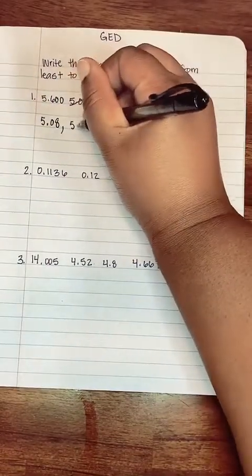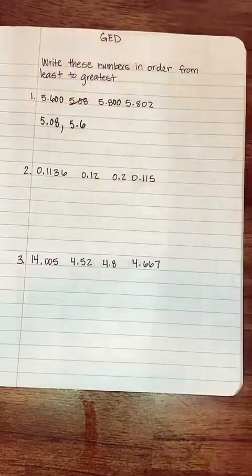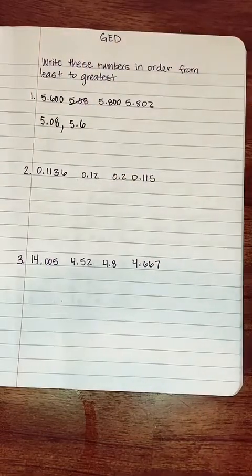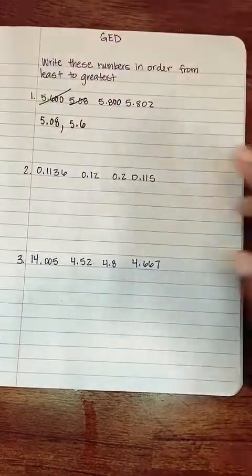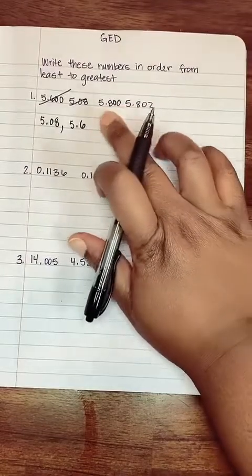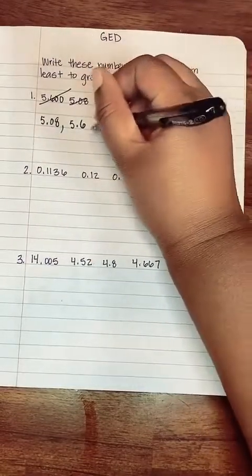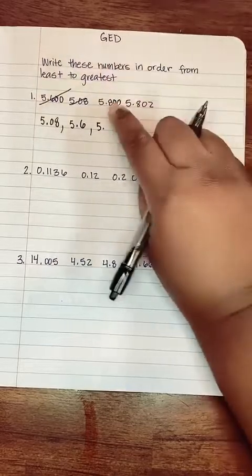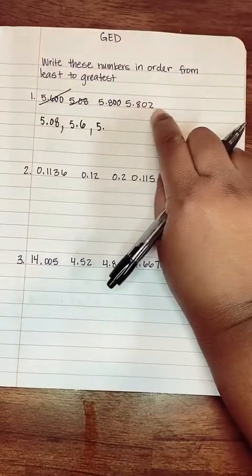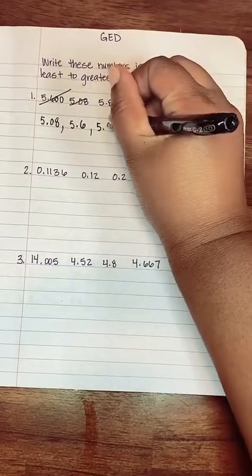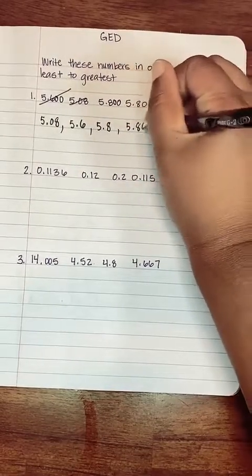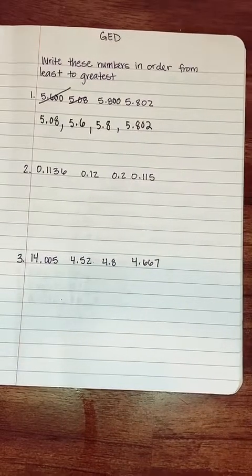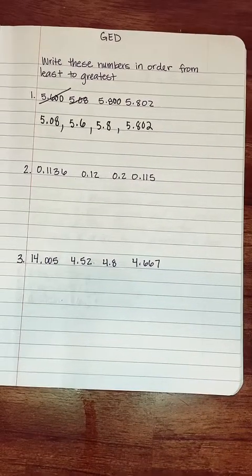Yat gave us the whole answer. Perfect. So now we have 5.8. Okay, that's our next one, because 800 is smaller than 802, so it's 5.80. And then our last, 5.802. And that is from smallest to greatest, or least to greatest. Perfect, perfect. All right, let's try number 2.